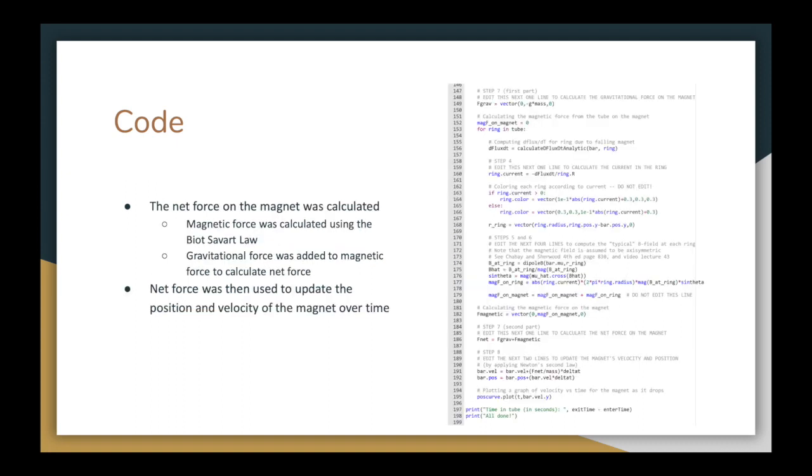Next, the net force, which included magnetic and gravitational forces on the magnet, was calculated. The magnetic force was calculated using the Biot-Savart law, while the gravitational force was then added to the magnetic force to calculate the total net force. Net force was then used to update the position and velocity of the magnet over time.